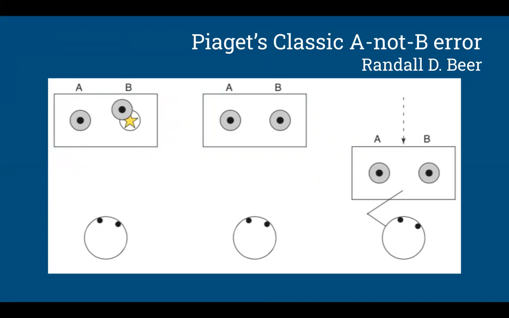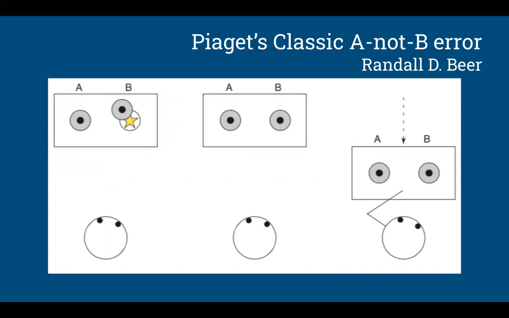If the object is now hidden in container B, which is in full view of the infant, and there is a short delay, the majority of the infants will still attempt to retrieve the object from container A. So Piaget originally thought this error occurred because of an immature concept of object permanence in the infants.